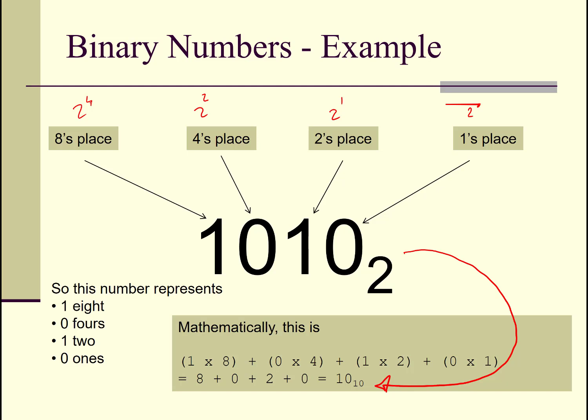The good thing here is that whenever we multiply anything by 0, it's not there. This is not there, this is not there. So you have to take care only of 1 multiplied by 8, which is 8, plus 1 multiplied by 2, which is 2, and finally the number is 10.